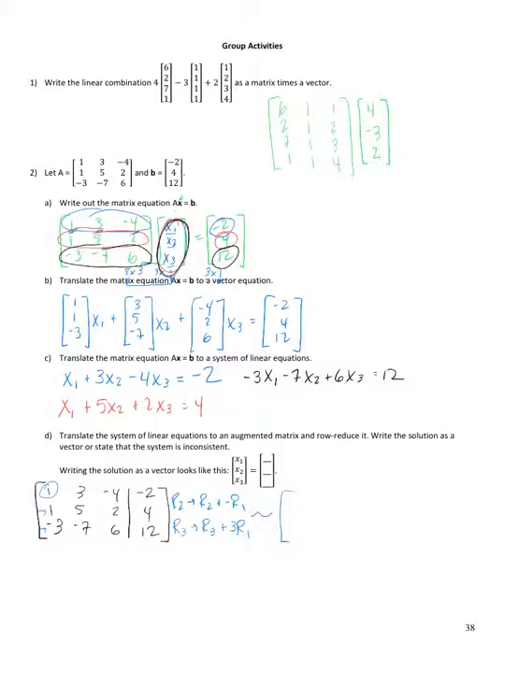Okay, so row 1 isn't changing, so I'm going to copy that: 1, 3, negative 4, negative 2. Now row 2 is going to be itself plus negative row 1. So I get 0. 1 minus 1 is 0. 5 minus 3 is 2. 2 minus negative 4 is 6. And 4 minus negative 2 is 6. And then row 3 plus 3 row 1. So negative 3 plus 3 is 0. Negative 7 plus 9 is 2. 6 minus 12 is negative 6. And 12 minus 6 is 6.